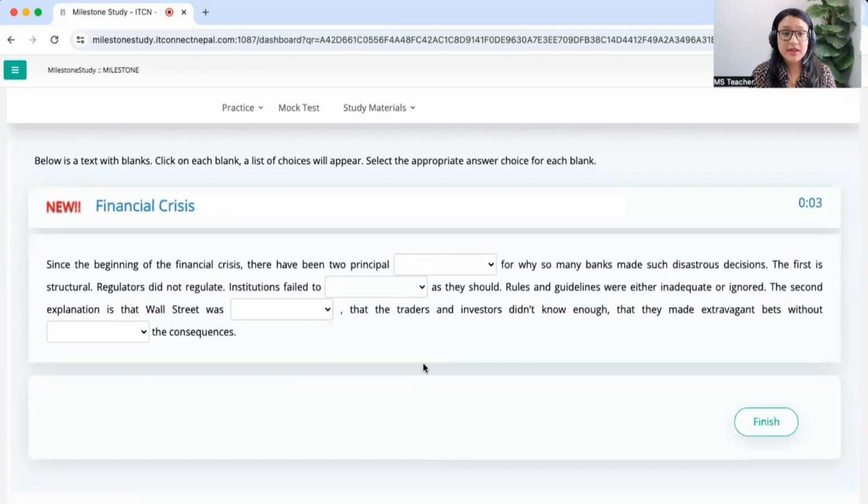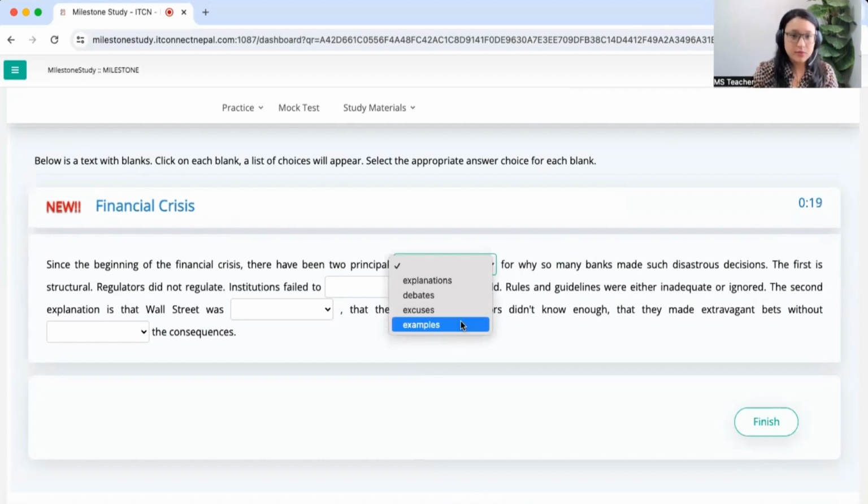Since the beginning of the financial crisis, so that means negative as soon as you see the words financial crisis, there have been two principal dash. Now, obviously, when we say two, we need to find a plural word, okay? But unfortunately, in drop-down questions, we have plurals, like all of the four options are plurals, yeah?